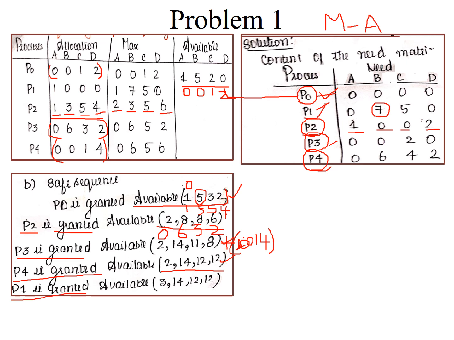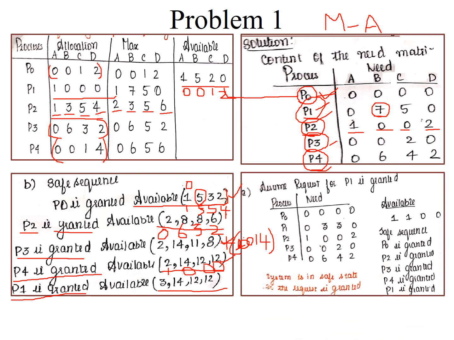Now P1 will complete. P1's allocation is 1 0 0 0. When we add it to this availability, the new availability becomes 3, 14, 12, 12. So this is the updated availability. Somehow or the other we are able to manage and complete all the 5 processes. So it's a safe state, and the safe sequence is P0, P2, P3, P4 and P1.